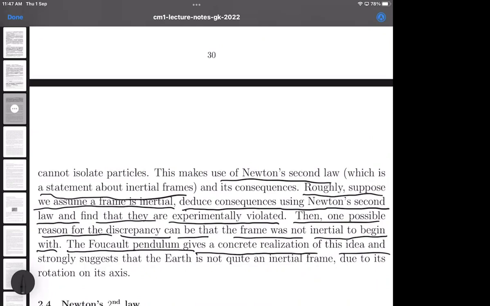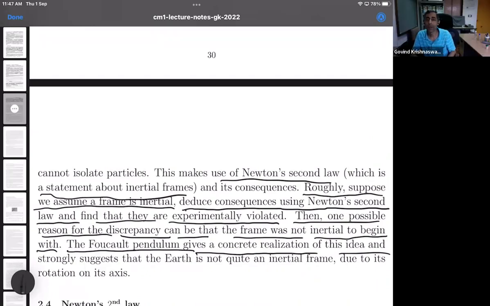Sir, how do we detect whether we are in an inertial frame? No, we are... You have to tell me a frame. It's not about whether we are in an inertial frame. You have to select the frame, then you can ask the question: is it inertial or not?